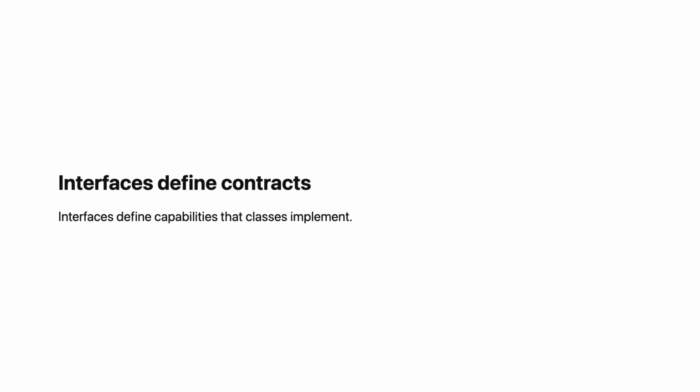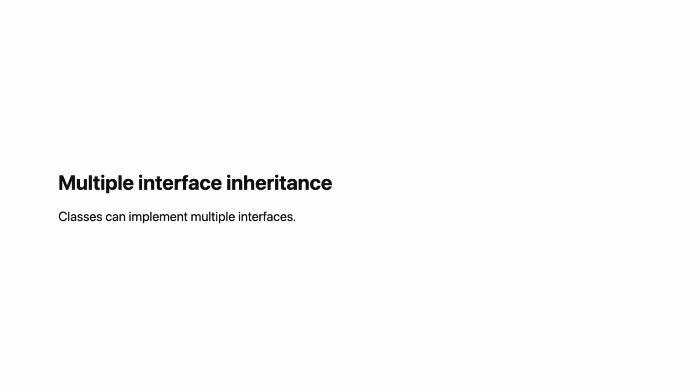Use interfaces to define capabilities. Clickable means it can be clicked. Comparable means it can be compared. The interface says what, not how. A class can implement many interfaces. Interface Clickable with fun click. Interface Focusable with fun focus. Class Button : Clickable, Focusable with override fun click and override fun focus. This is powerful. A button is both clickable and focusable. It satisfies both contracts. If two interfaces have the same method with different defaults, you must override and choose.